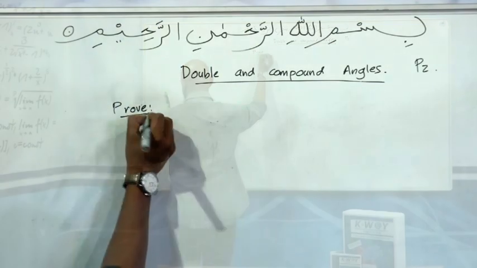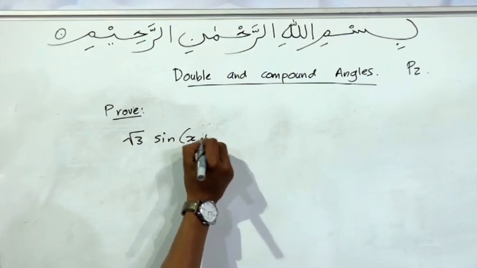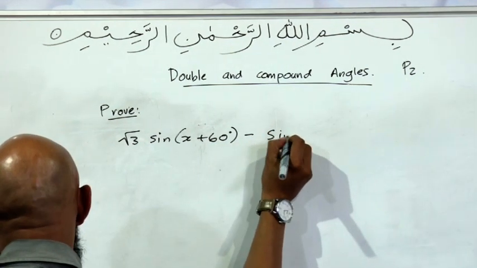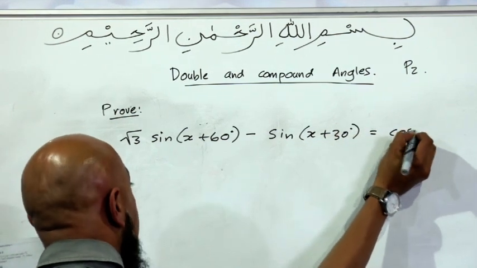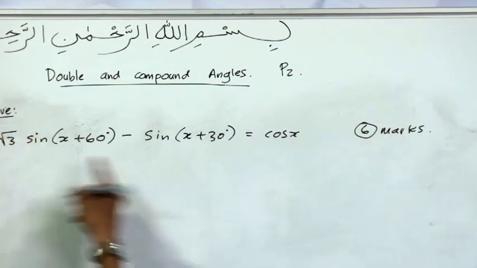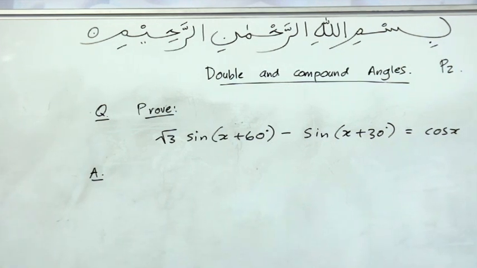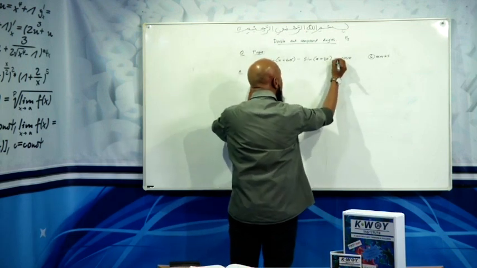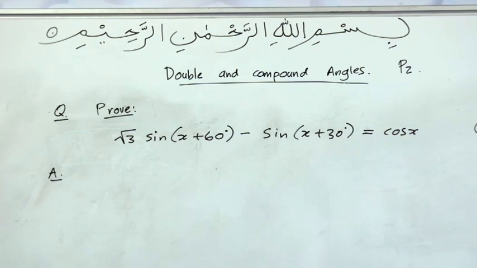The question says, prove: root 3 sine (x plus 60 degrees) minus sine (x plus 30 degrees) is equal to cos x. I want you to take this down as I'm taking it down. Now it's worth 6 marks in the exam. The question is saying prove. So basically, what do we need to do? We need to prove that the left-hand side of the equal sign is equal to the right-hand side.